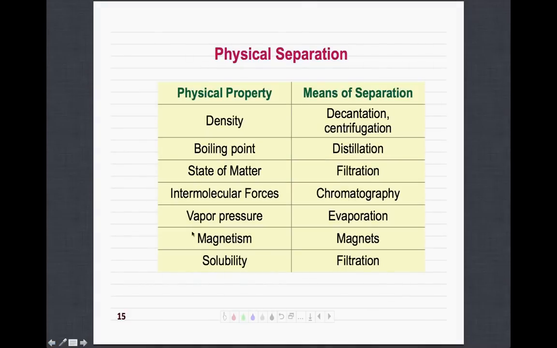Now the other methods we usually don't use in this course. Magnetism definitely, if we have it, but the other stuff we're not going to talk about in this class. So we can use the density, the boiling point, and the state of matter, and by state of matter we mean whether it is gas, liquid, or solid. If one is liquid and the other is solid, we can do filtration. These are the ways of physical separation. We want to go from heterogeneous and homogeneous mixtures to pure matter.